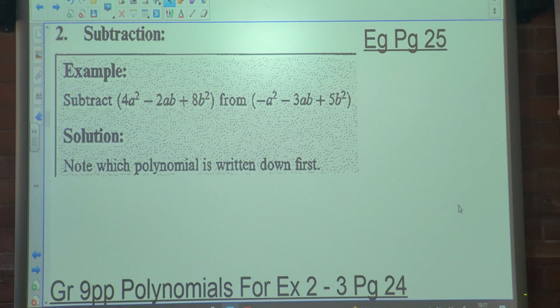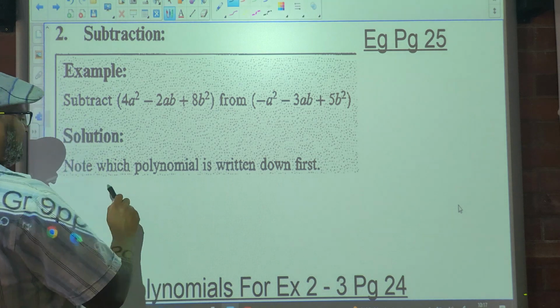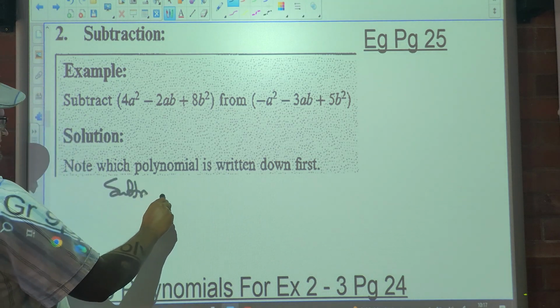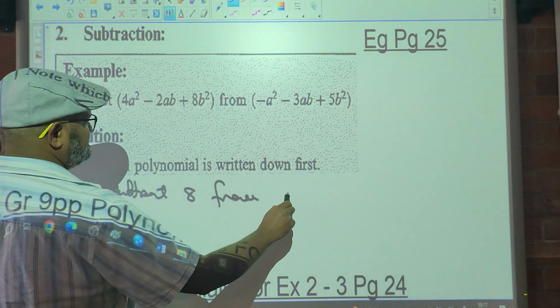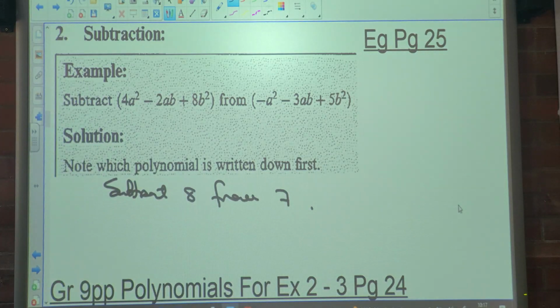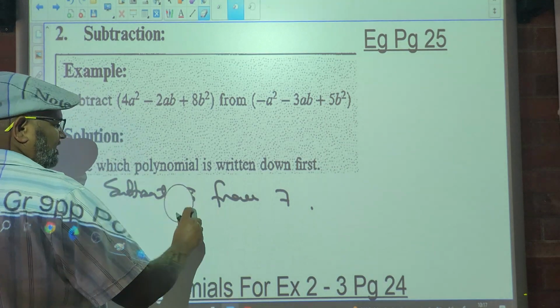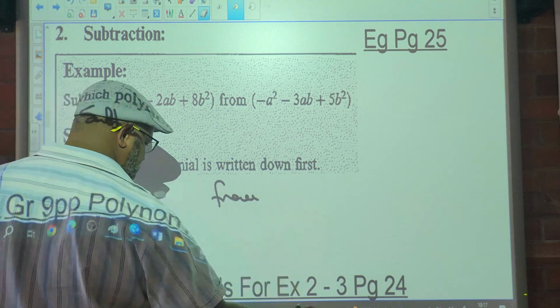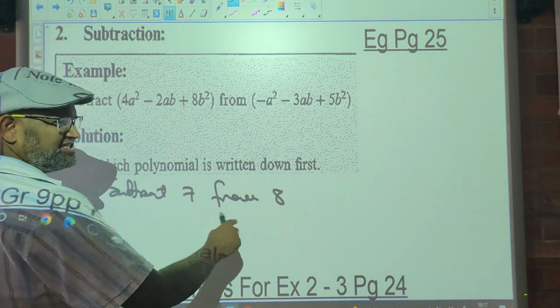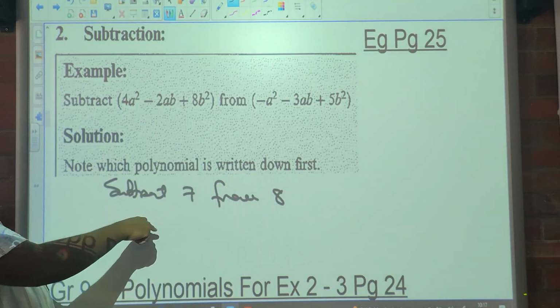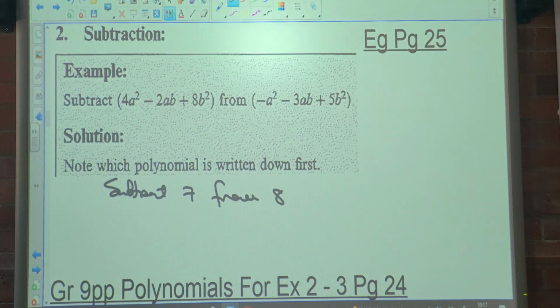Now just take you one step back. If I ask you to subtract 8 from 7, what will that answer be? Subtract 8 from 7. 7 minus 8, which is? Negative 1. What if I ask you subtract 7 from 8? Was that the same sum now? No. The 8 was first, no? Yeah. Subtract 8 from 7.